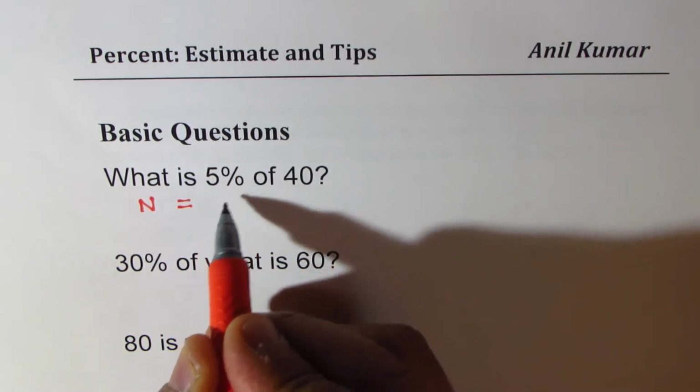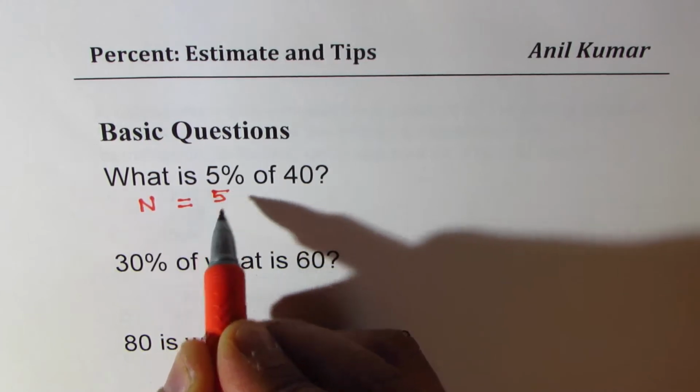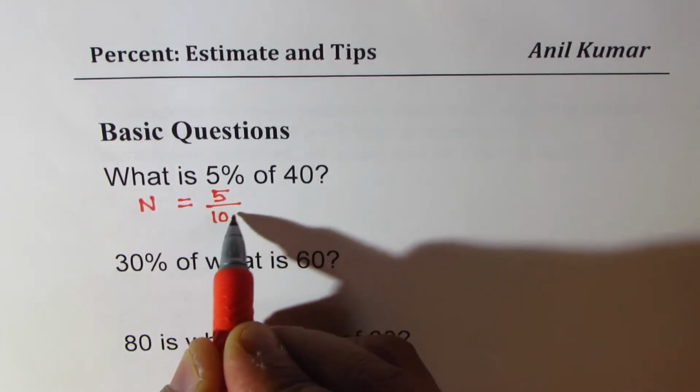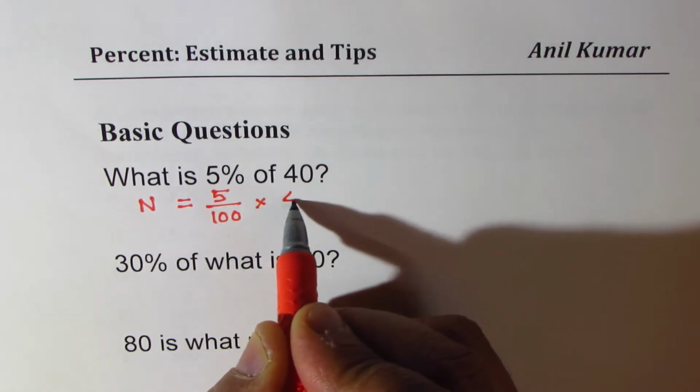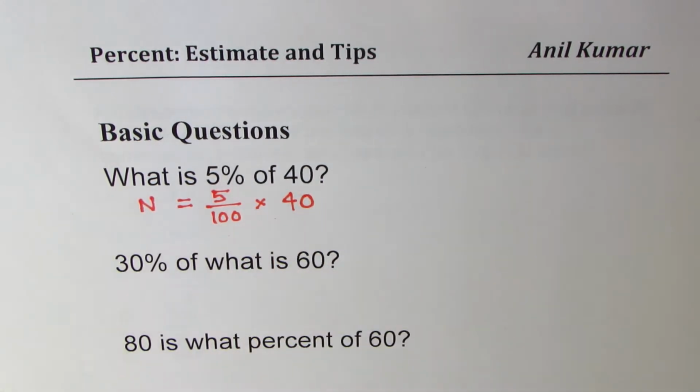5%. Percent means out of 100. So it is 5 out of 100. "Of" means multiplication, and the number 40. Do you get that part? So first is to translate the phrase or the statement into algebraic language, right?